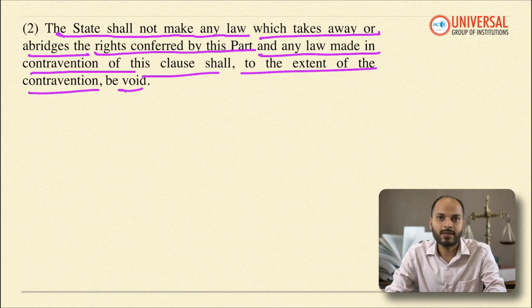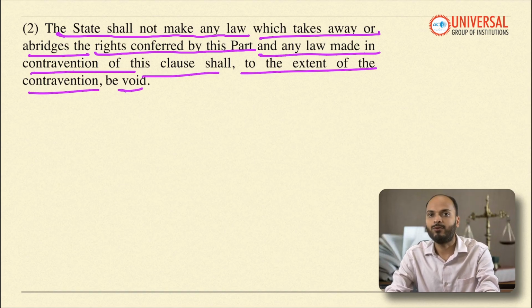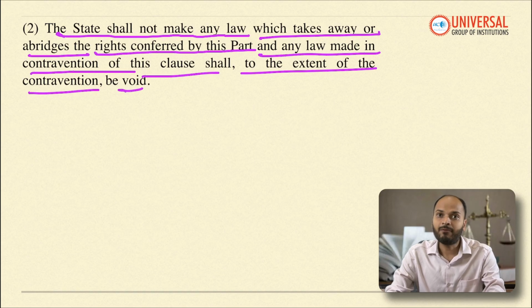So Article 13 subclause 1, we have seen, was about pre-constitutional laws, but Article 13 subclause 2 is about the laws which will be made by legislature after the Constitution comes into force, right? So it says, after the Constitution comes into force, no such law shall be made by any legislature which abridges the fundamental rights given to citizens in this part, that is in Part 3. If it violates, to the extent of violation, such a law shall be declared void.